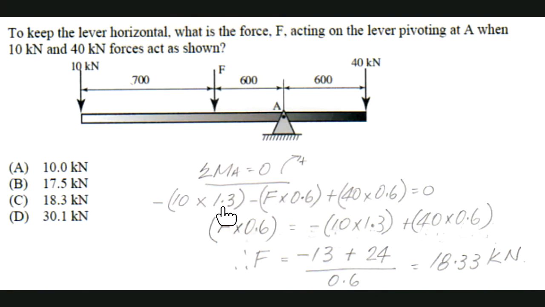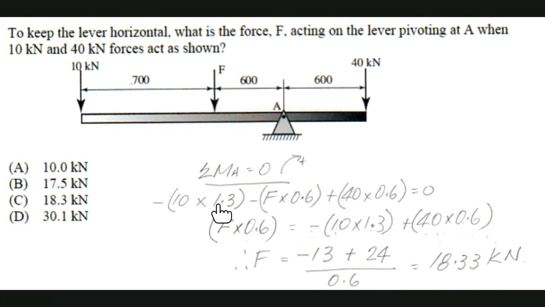If you just took 10 times 0.7, you'd be wrong. It's got to go right back to the pivot point. And that's going anti-clockwise, because I've said clockwise is positive. Minus F, that's going anti-clockwise as well, multiplied by 0.6, because we're using meters. Plus, this is going clockwise, 40 times 0.6. Make sure this is kilonewtons and that's kilonewtons, so your answer will be in kilonewtons.